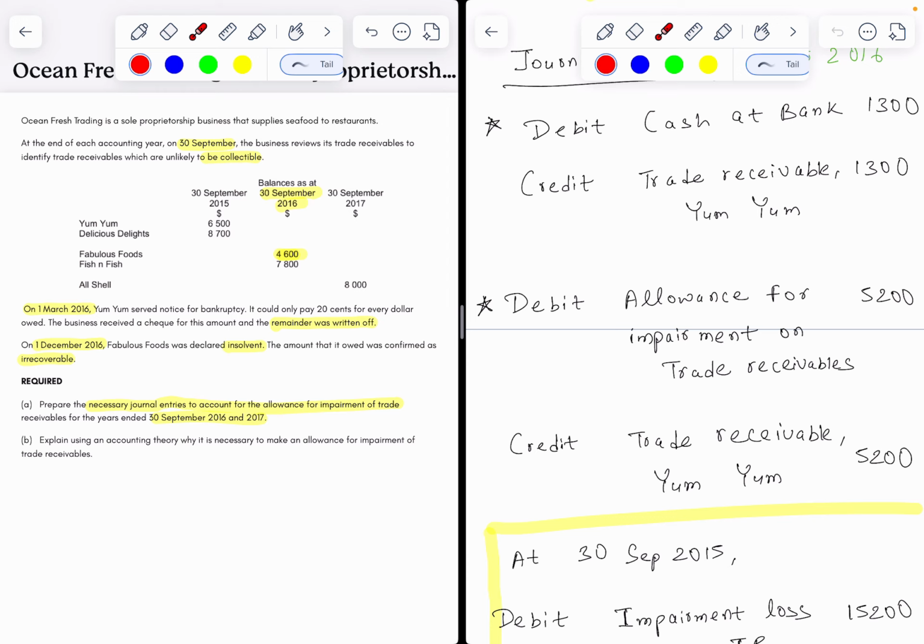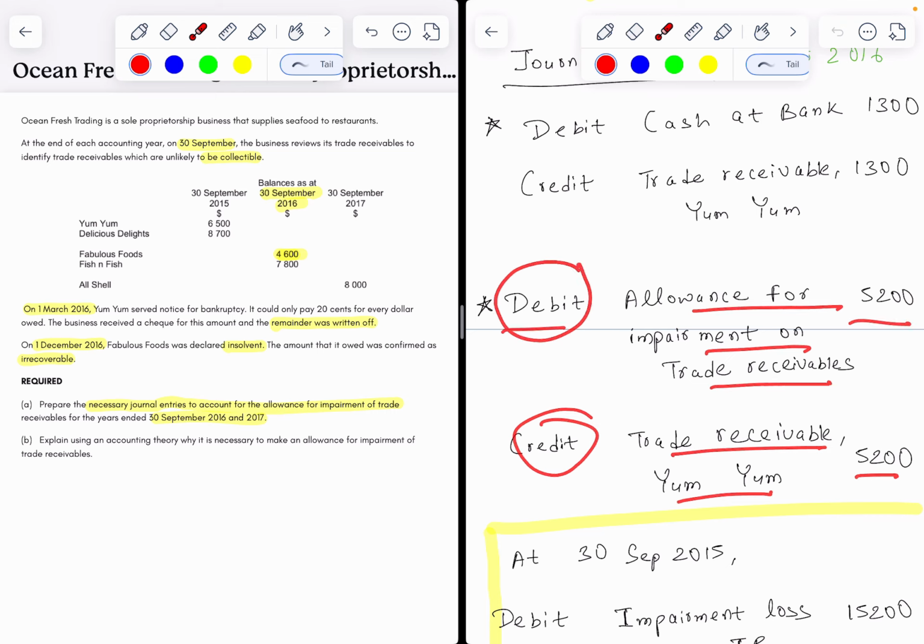So again, we understand Yum Yum originally is an asset, a current asset, but now that Yum Yum has confirmed that they can't pay the $5,200, they will no longer owe us that money. So when assets decrease, we will credit it. So we will credit trade receivables, specifically the account for Yum Yum, by $5,200. And simultaneously, we have a contra asset account, which is the allowance for impairment on trade receivables account, that we will debit by $5,200. So why are we debiting this account?